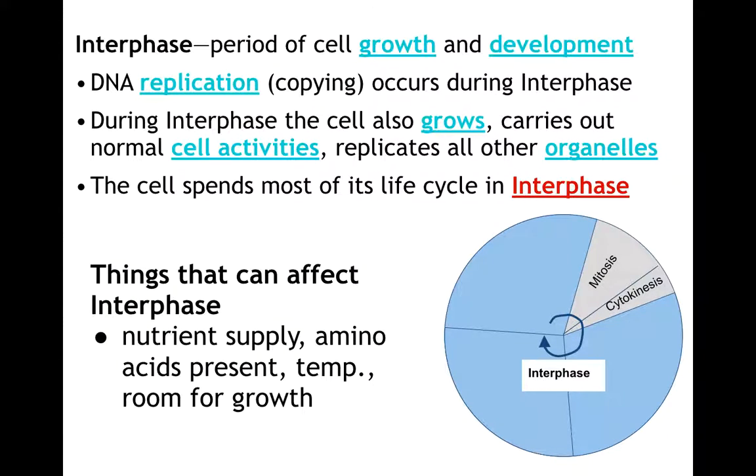So interphase is a period of cell growth and development. DNA replication occurs during interphase. The cell also grows and carries out normal cell activities. It replicates all other organelles. The cell spends most of its life in this phase. Things that can affect interphase would be nutrient supply, amino acids, if they're present or not, the temperature, room for growth. Those all can affect when the cell's growing, replicating, and undergoing its regular day-to-day activities.